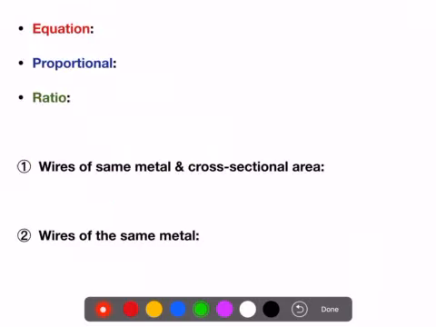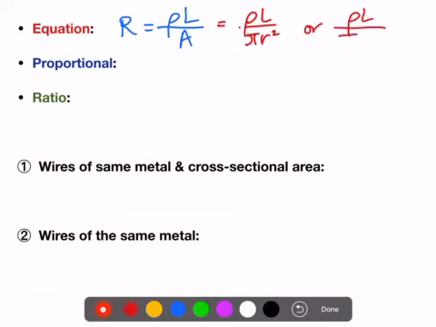Okay, let's look at the equation. The resistance of the wire depends on resistivity, length, and is inversely proportional to the area. The area can also be further expressed in terms of radius, if it's a circular cross-sectional area, or in terms of the diameter. Diameter divided by 2 is radius, or another way of writing it is pi d squared over 4.